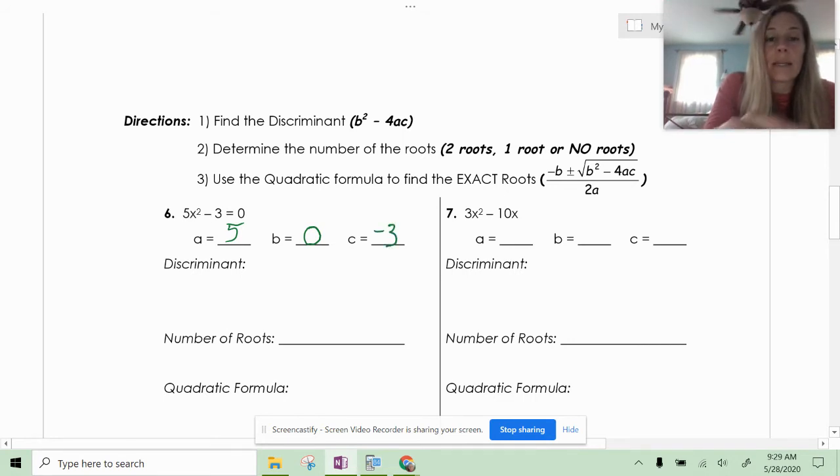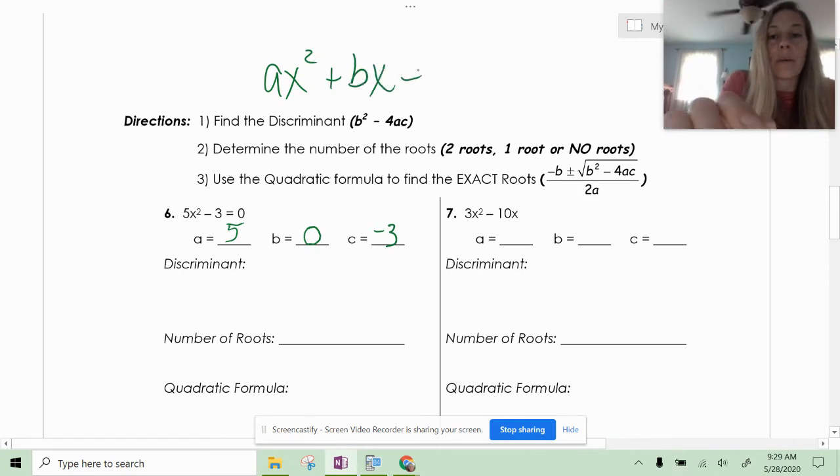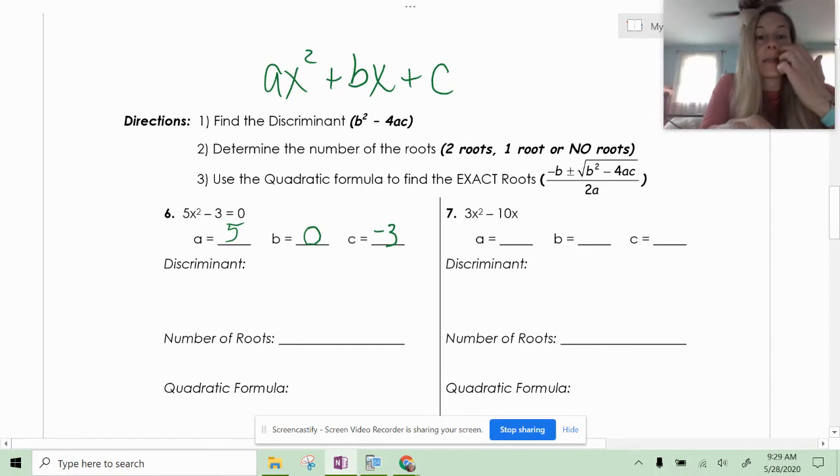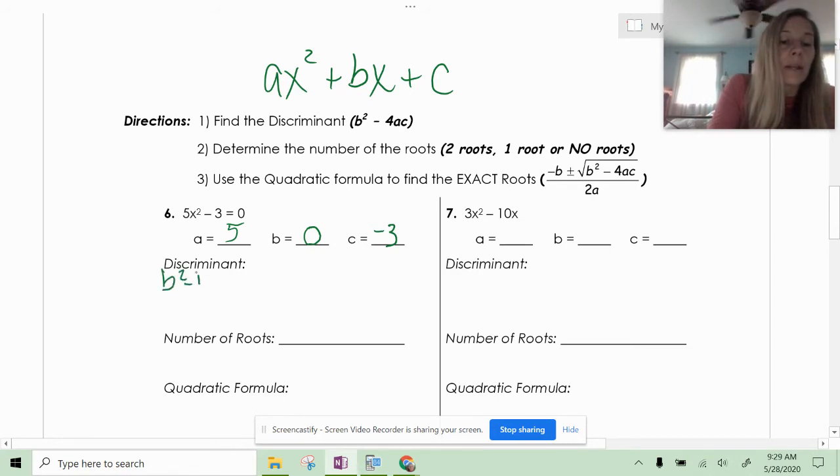So remember, when you're doing standard form, the B would always be the number in front of the X, and there isn't one here, so that's why that's 0. The C is the constant, and A is the number in front of the X squared. So now when we go to find the discriminant, we have 0 squared, which of course is 0, minus 4 times 5 times negative 3. So that is going to be 4 times 5 is 20, 20 times 3 is 60, and the negative times the negative is positive.